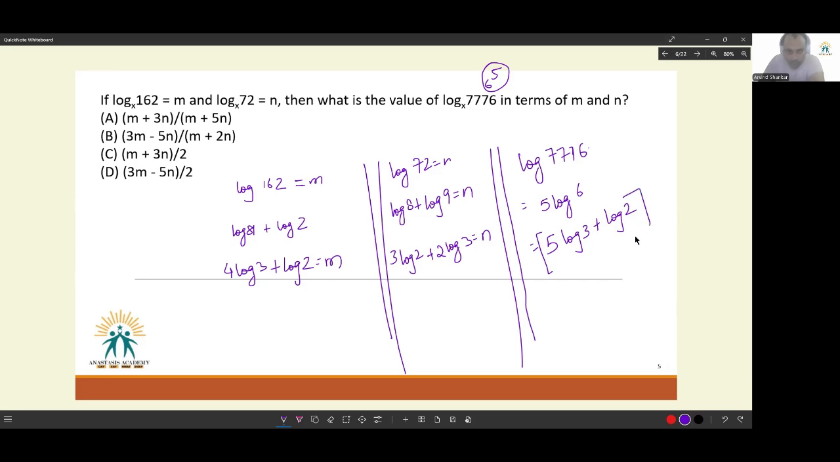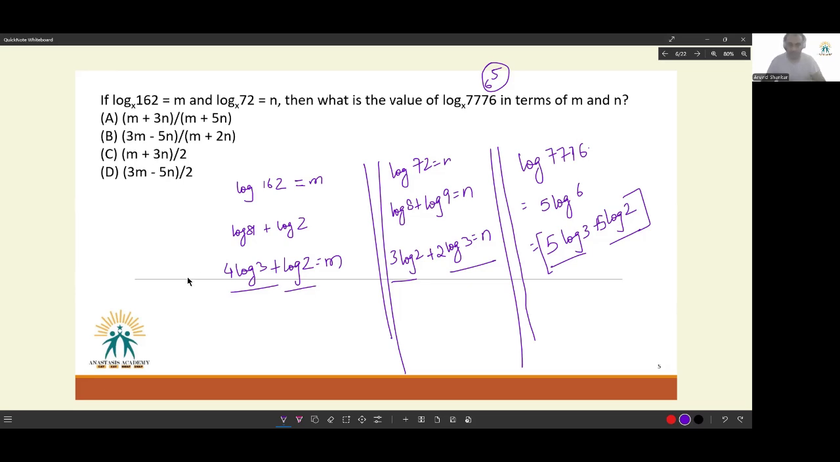We need this eventually. We have some presence of log 3s here and some presence of log 2s here. We need 5 log 3 and 5 log 2 eventually. Okay. Now, we have to check options.